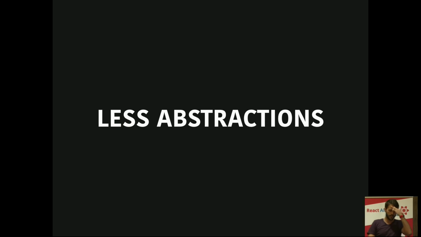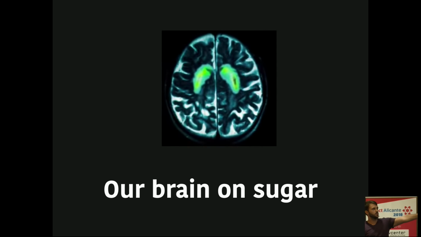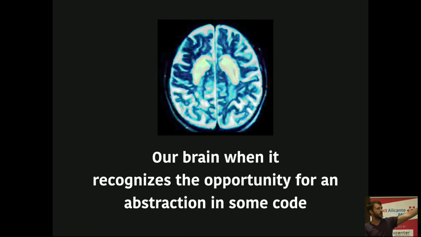Next point, next advice is less abstractions. Boy, do we love abstractions. Like, we as developers, we're in love with them. So this is a brain, like, these are real medical images. This is our brain on cocaine. This is our brain on sugar. It's even worse, seriously. And this is our brain when it recognizes the opportunity for an abstraction in some code.